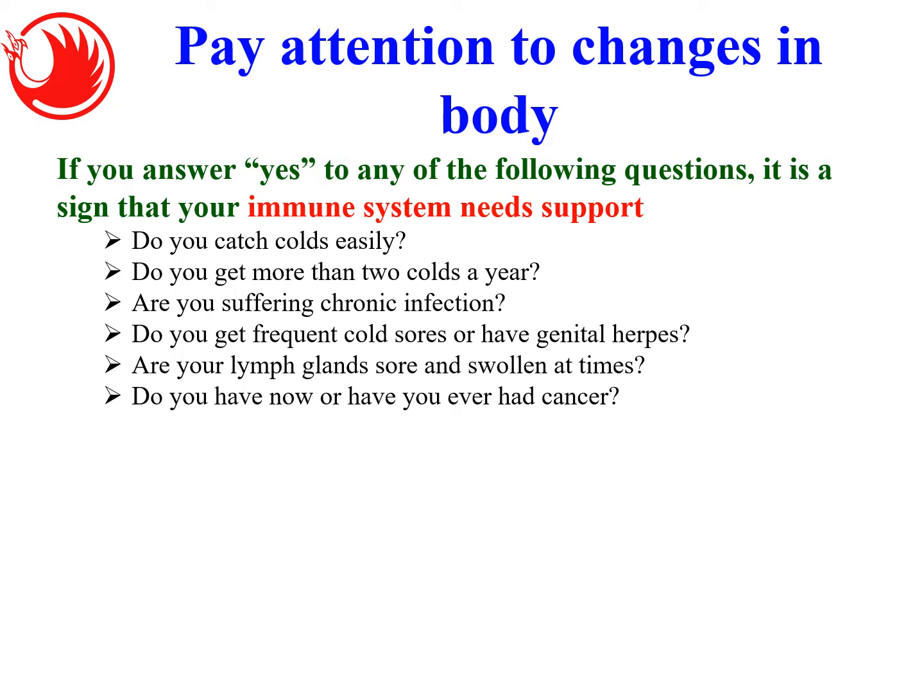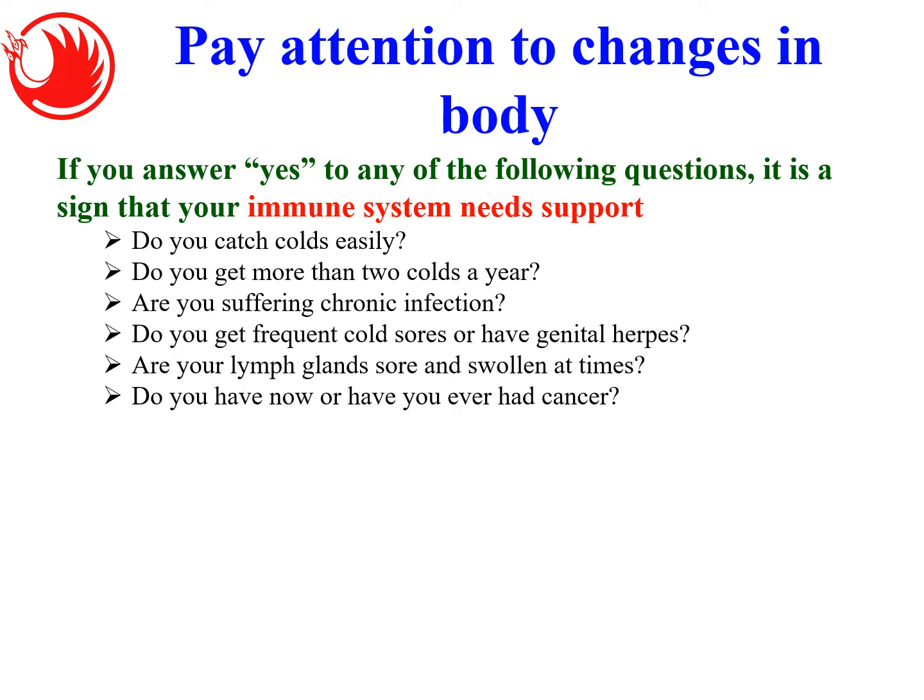Especially, do you get more than 2 colds a year? Do you always suffer from chronic infections, for example UTI or sore throat? Do you get frequent cough, cold sores, or genital herpes? This is a sign that your immune system is low. The herpes virus is in almost everybody. When your immune system goes low, then you get cold sores. A cold sore is something on your lips.